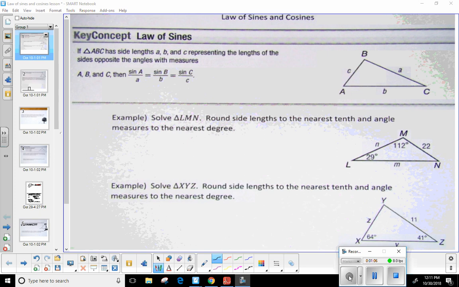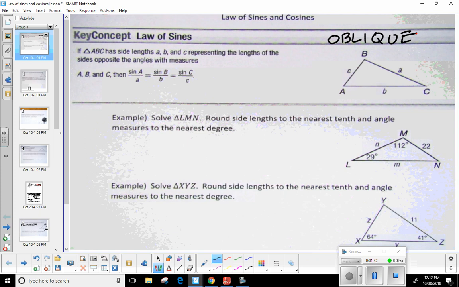Okay. Well, we've been talking a lot lately about right triangles, and we're going to shift our focus for this next lesson. We are still going to be dealing with right triangles as we go through our trig section, but for this lesson, we're not going to be looking at right triangles. We're going to be looking at what's called oblique triangles. So an oblique triangle is just one that does not have a 90-degree angle. It's not a right triangle.